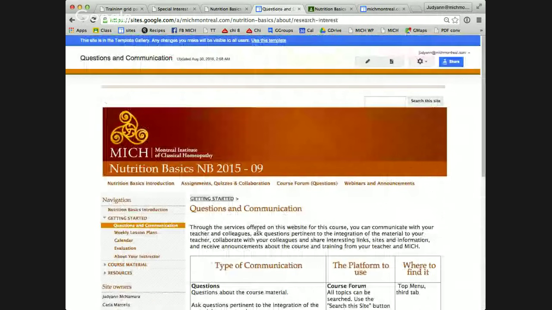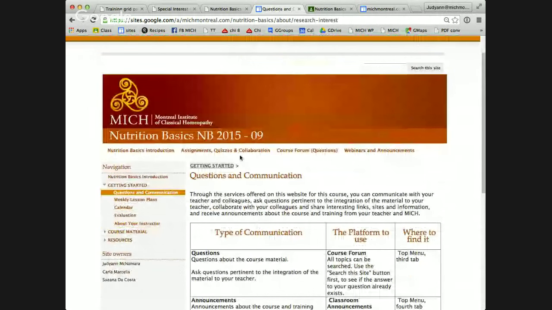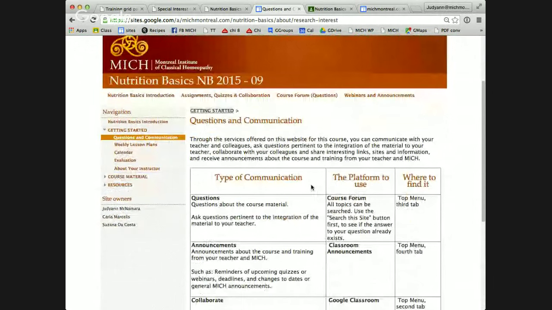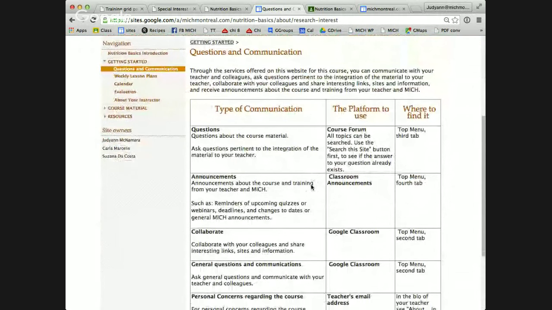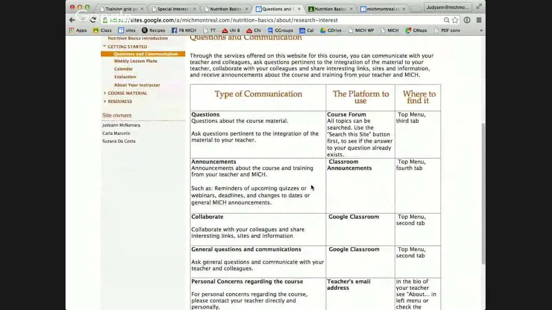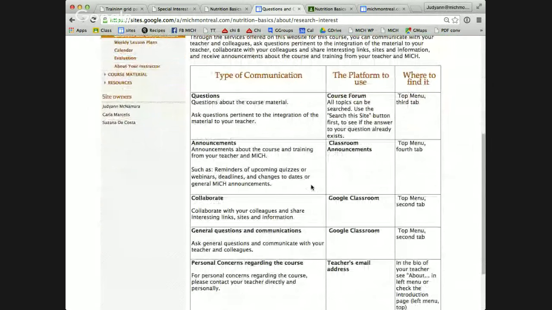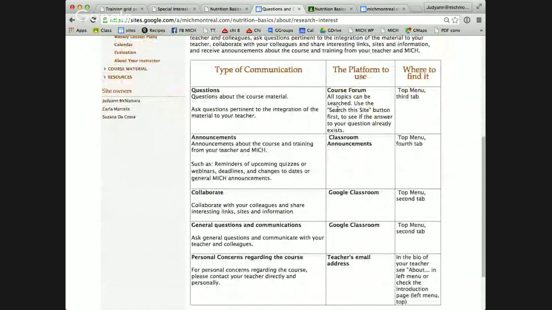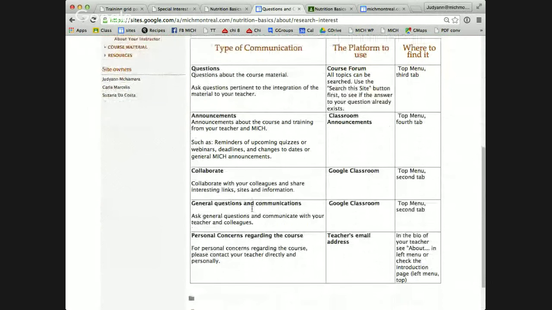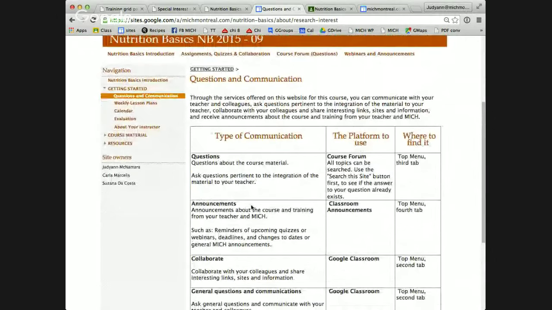Questions and communication. So we just ran through that. This is basically these three tabs in the top menu. But just in case you're not sure, you can click on this tab and find out about where your questions can be asked, where announcements can be found, where collaboration happens, and then which tab to click on so that you know where to go.